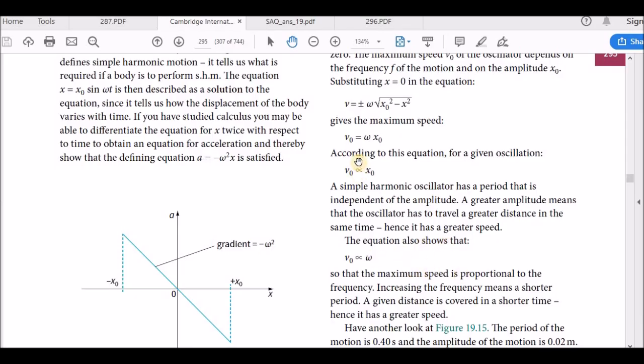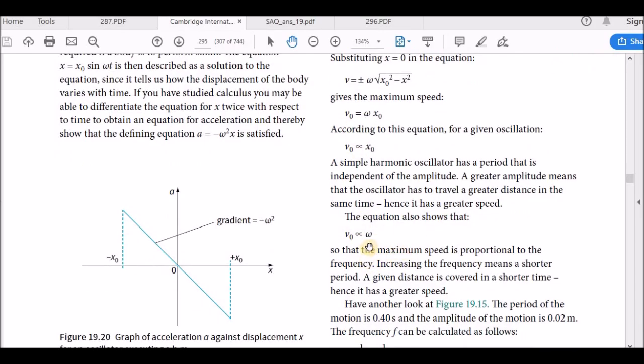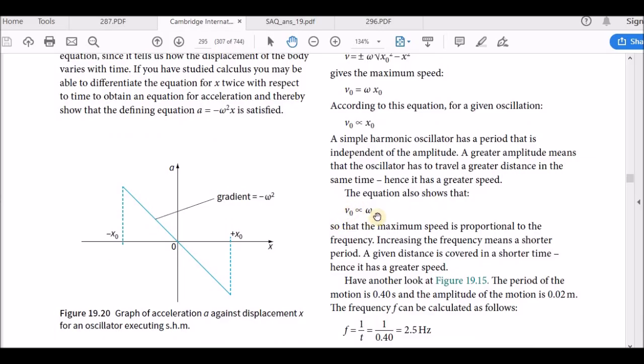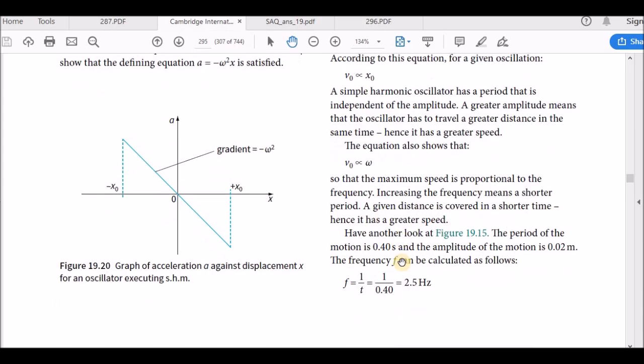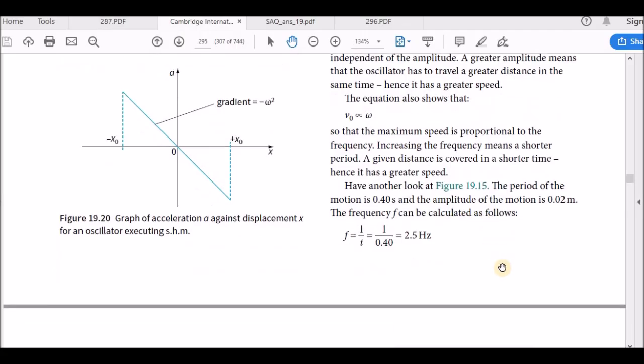The equation also shows that v0 is proportional to the angular frequency. So the maximum velocity is proportional to the angular frequency. Okay, so omega is angular frequency. Now they say frequency in short, but it is the angular frequency because we use f for frequency. Okay, anyway, increasing the frequency means a shorter period. A given distance is covered in a shorter time. Have another look at figure 19.15. The period of the motion is 0.4 seconds and the amplitude of the motion is 0.02 meters. The frequency can be calculated as 2.5.